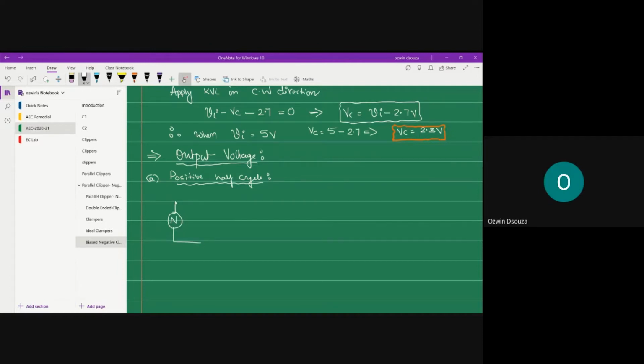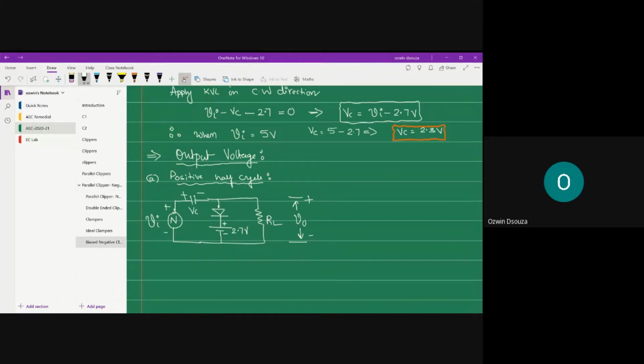A triangular source, capacitor, diode, the threshold voltage, which is 2.7 volts, and then the load resistance. This is your input, and this is your output. And please mark the capacitor voltage with the assigned polarity.